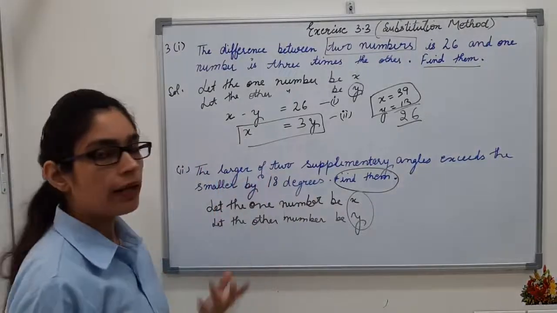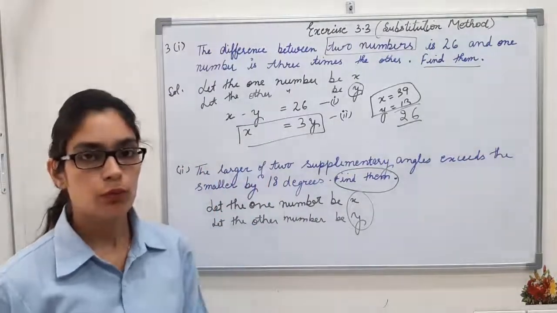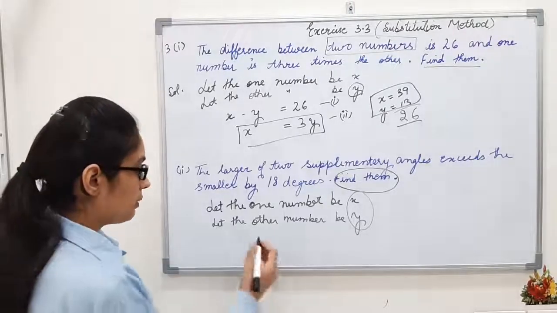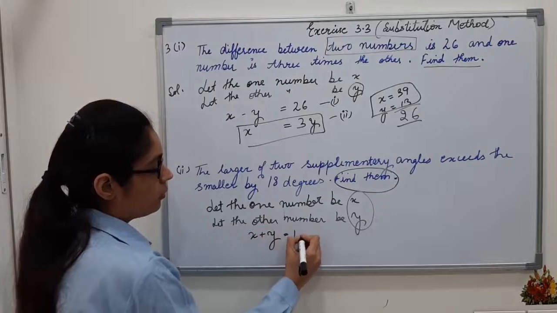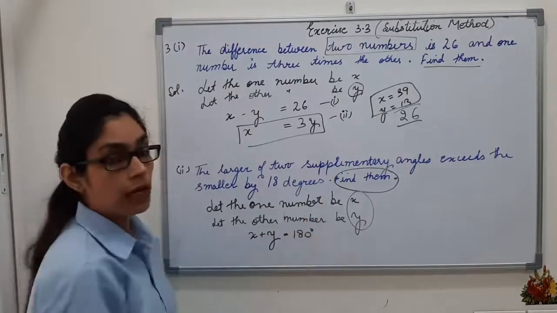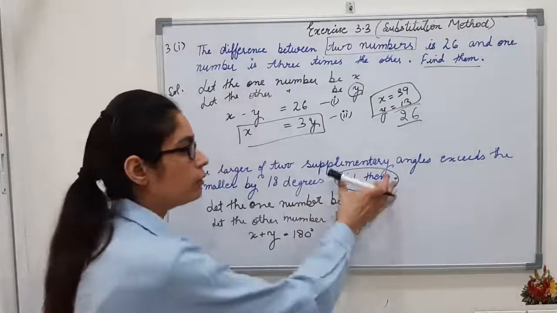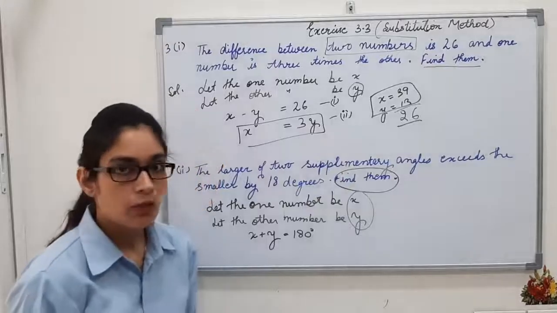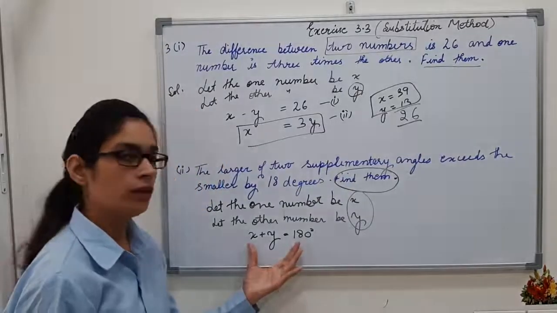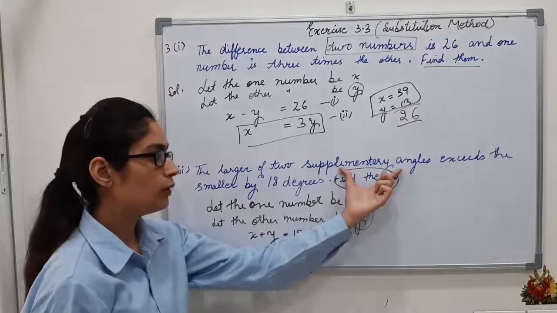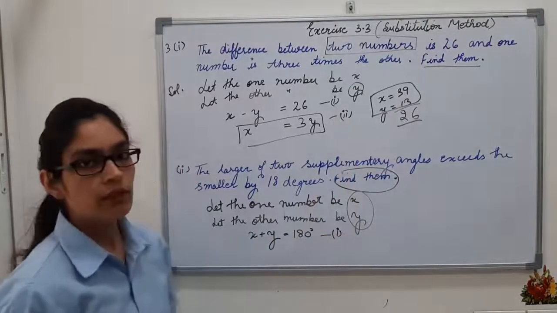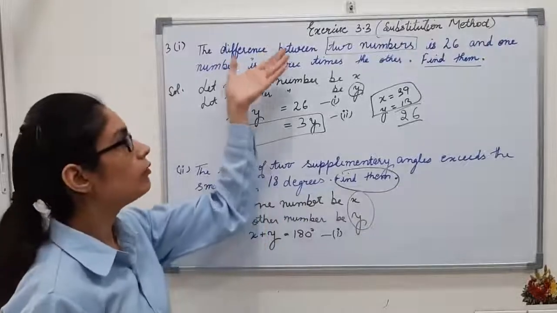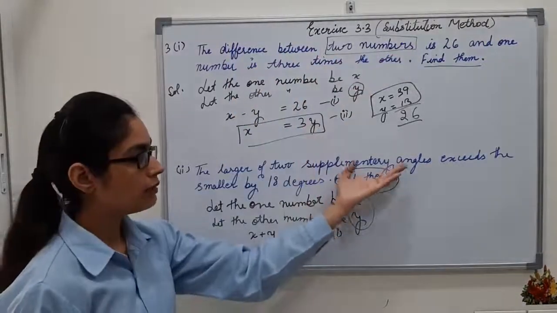So one equation I got: the sum of two numbers is 180. This means my first equation will be x plus y is equal to 180 degrees. See, now they have not given anything. They just mentioned supplementary angles. From there you have to think it. The first equation is hidden in this word. This is my first equation. Sometimes they will clearly mention, like the difference between two numbers, but sometimes they will give it to you in this way.